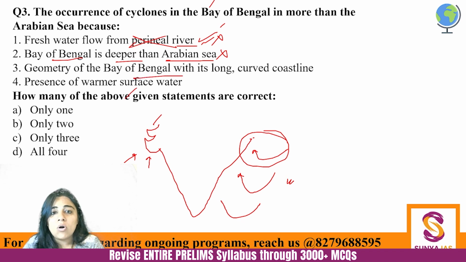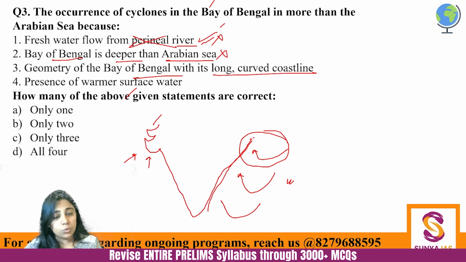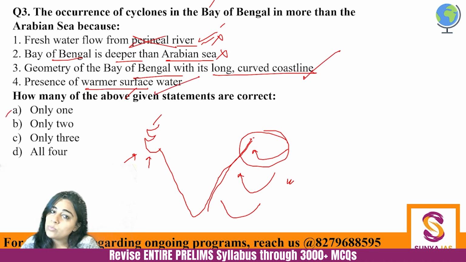Geometry of the Bay of Bengal with its long curved coastline. This is absolutely correct. Because if you see the east coast, it is a submerged coast, right? It is a submerged coast. So it's easier for water to be heated up on the long coastline, the long continental shelf, and form into a cyclone. And the Arabian Sea does not have a curved coastline. It has a pretty straight coastline because we have the Western Ghats, which is pretty straight, the Sahyadris. So third is correct. Then presence of warmer surface water, even this is correct. So here only two are correct.